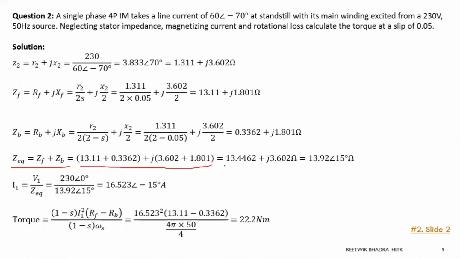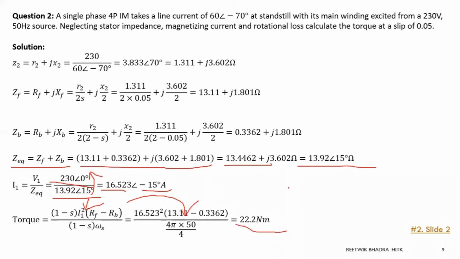Substitute all these values, get in polar form, because ultimately you need to find out I1, and in current you need to do division. So doing division, 230 by this one, you'll get 16.523, and the angle will go in the numerator, getting minus 50. Now substitute it over here. This is a simple process. I'm not going into detail. This you can substitute and get 22.2 meters.